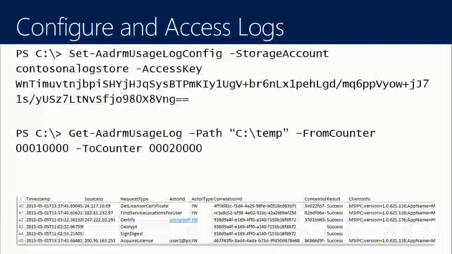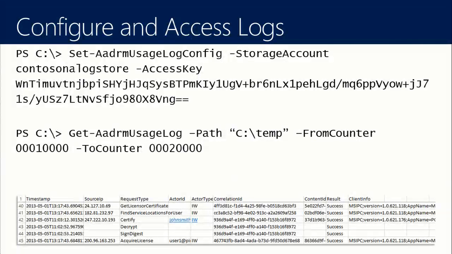The next step is another commandlet provided by AADRM. Basically you're saying, I want to get my storage account. Here's my storage account name, and here's the storage key I was referring to earlier, so I can authenticate. And here's the command. The subsequent commandlet says here's the usage log I want to create, the path, and the counter of which logs I want to start on, 001 all the way through 0050, and then you're able to download it.